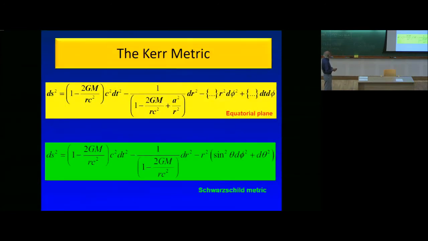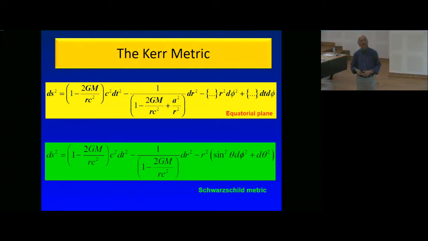So here is the Kerr metric on the top in the equatorial plane. I have only written the important terms in full, the rest are all dots, but you have the full formula, please write it down. For comparison, you have the Schwarzschild metric over here. You notice two important differences. One is that the curvature term is different. And secondly, the appearance of dt d phi.